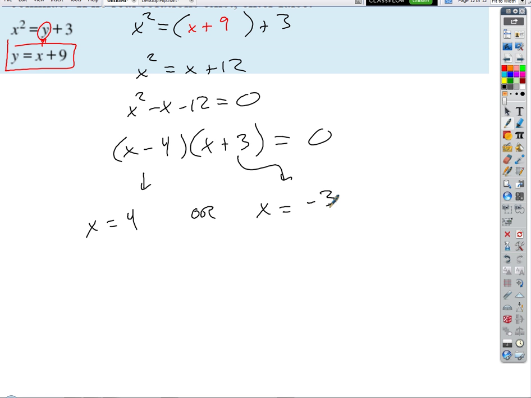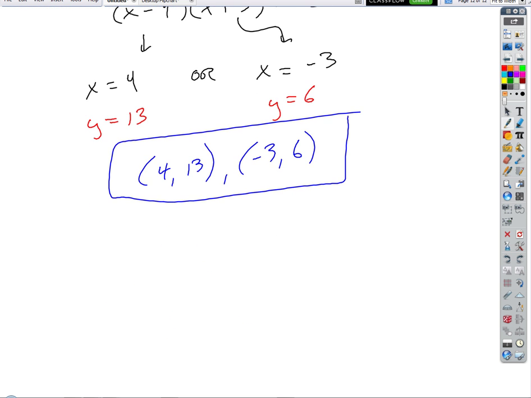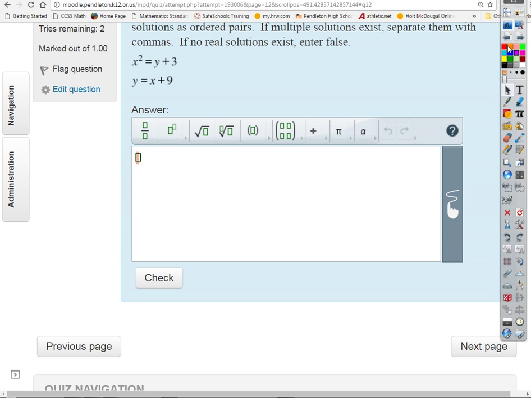-3, and where would I go to find corresponding y values? Boxed equation, right there, right? So if I plug in 4, what's 4 plus 9? 13, so there's one ordered pair. -3 plus 9. Okay, so in Moodle, I would just enter the ordered pair (4, 13), comma, ordered pair (-3, 6). Right? That's how it wanted me to express my answer. Right? Okay, last one. And we got this.